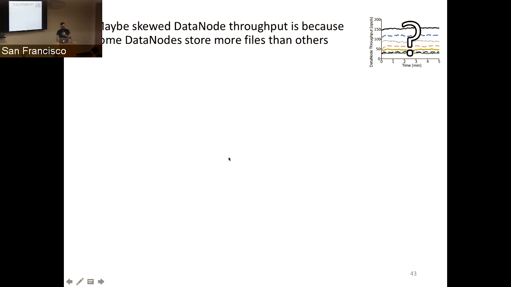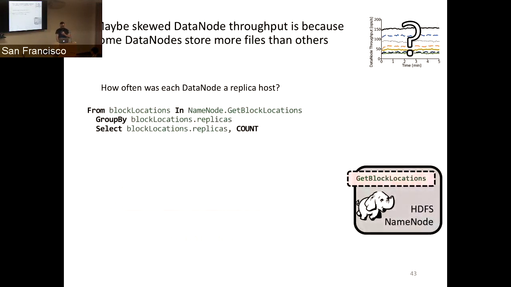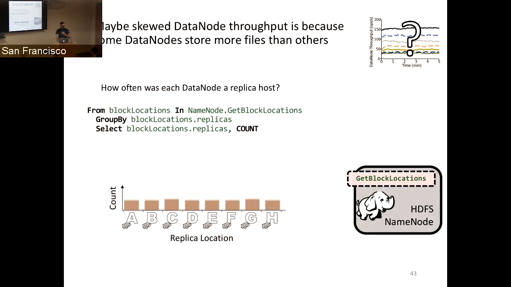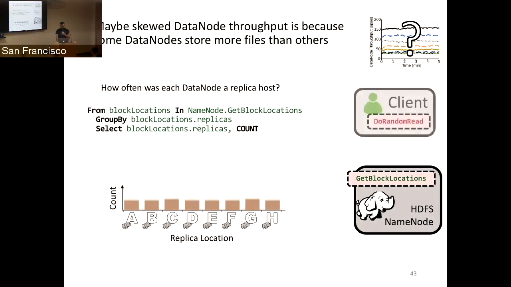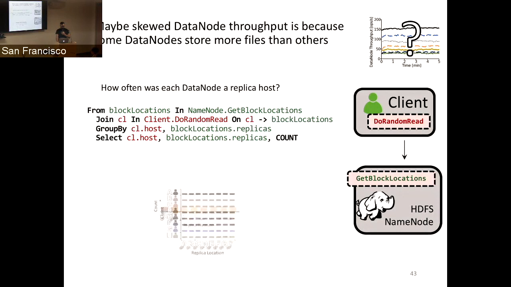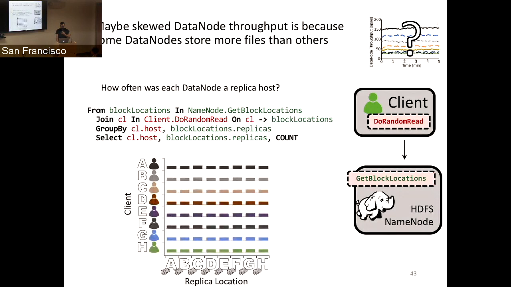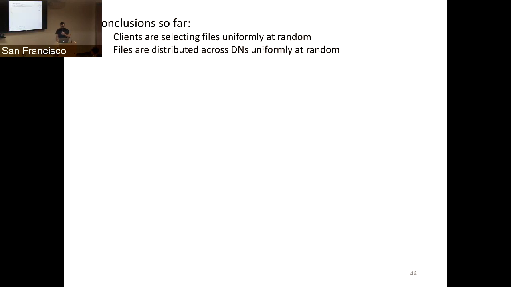Okay, let's try again. So maybe it's because some data nodes store more files than others. So you can actually do a query in pivot tracing for that, and what you end up with is something where it's like, well, actually they're all kind of about the same. And so clients are selecting files uniformly at random, so that's good. And the files are distributed across the data nodes uniformly at random, so that's good too. Still doesn't understand what's going on.